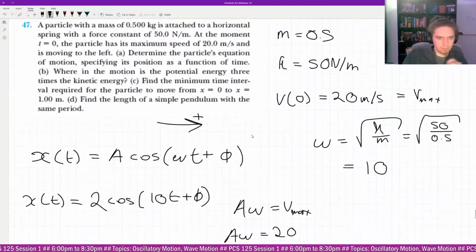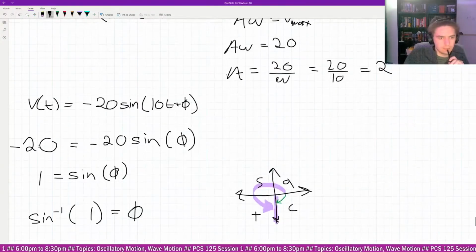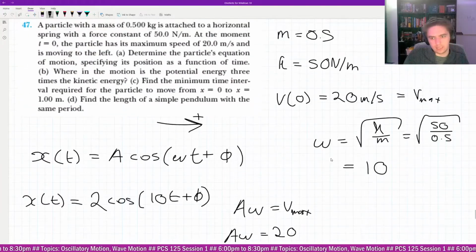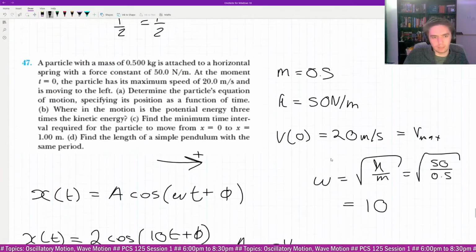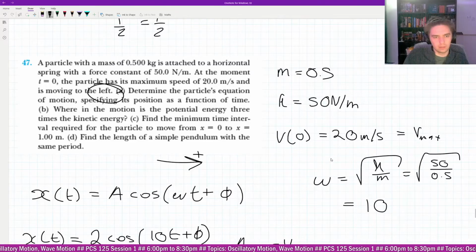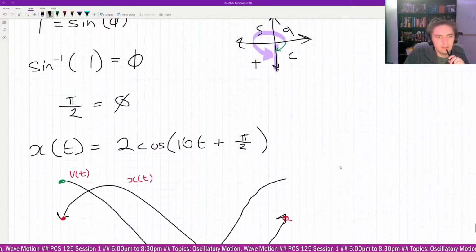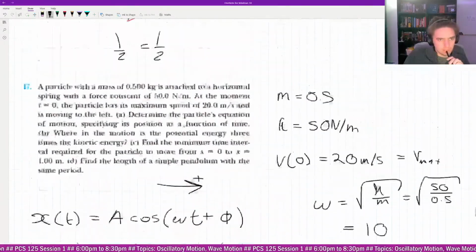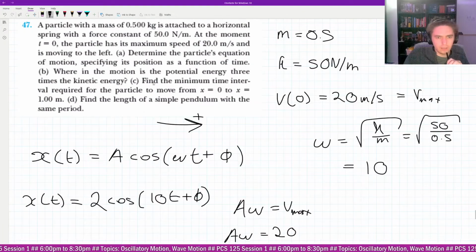Wait, how'd you get negative 20? Because the velocity is negative 20, but we have to be heading to the left to start with. Yeah, got it. So the velocity is negative 20. Okay, and that's part A. So then part B is, where in the motion is the potential energy 3 times the kinetic energy?